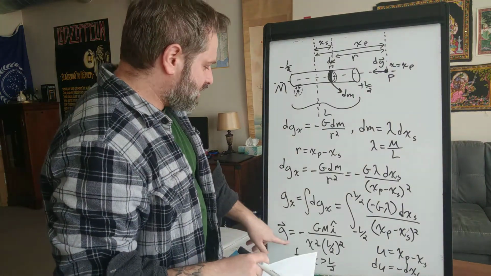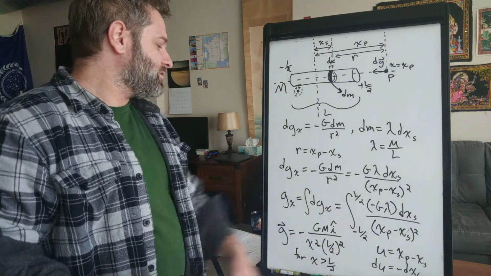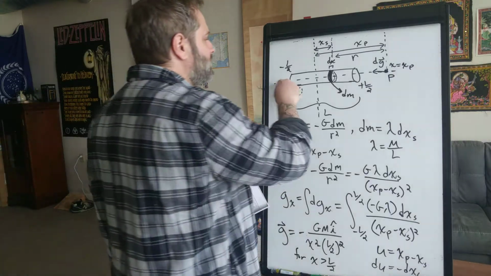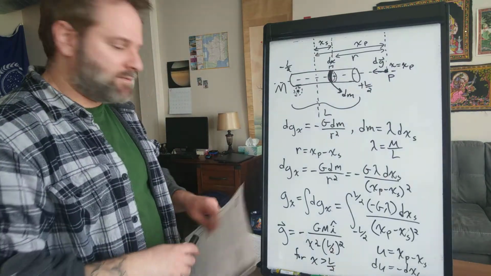Yeah. So we have negative GM i hat over x squared minus L over 2 squared. Okay, so that's the gravitational field along this line where we have this test particle P.